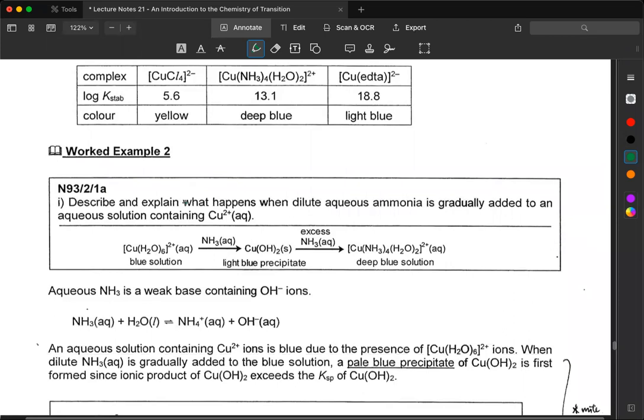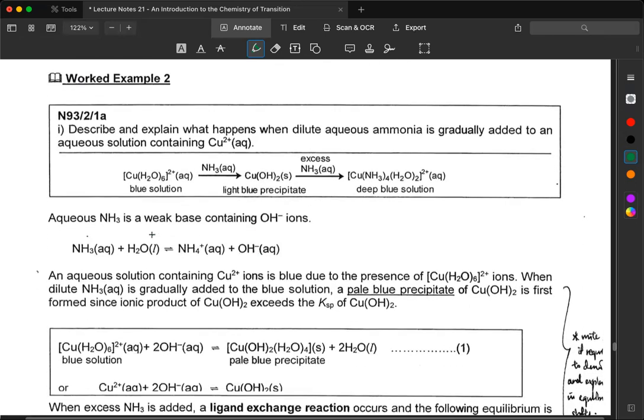Let's look at one example. Describe and explain what happens when dilute aqueous ammonia is added to an aqueous solution containing copper 2 plus. Copper 2 plus aqueous is actually the aqua complex. With ammonia, we know that it will form a light blue precipitate. We learned this in O level. With excess ammonia, you form a dark blue solution, right? We also learned that earlier. So you form this. There is a replacement of complexes. NH3 replaces water because NH3 is a stronger ligand. As we know, aqueous ammonia is a weak base that contains hydroxide ion.